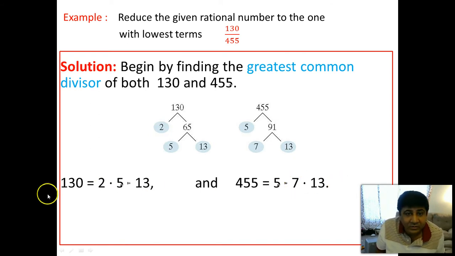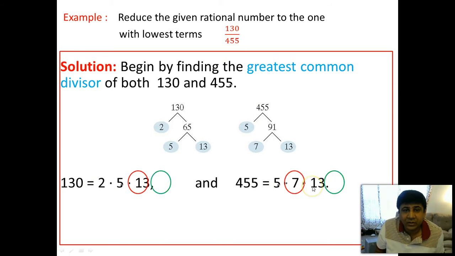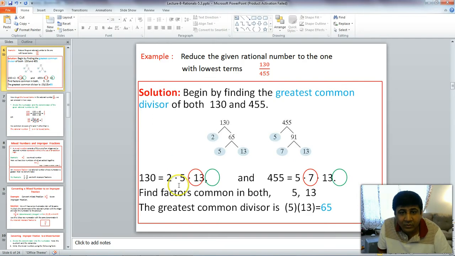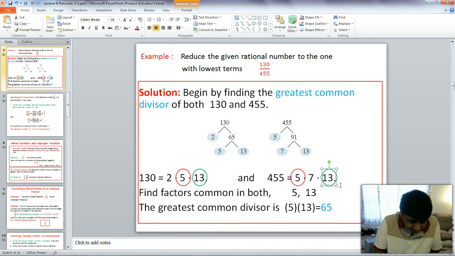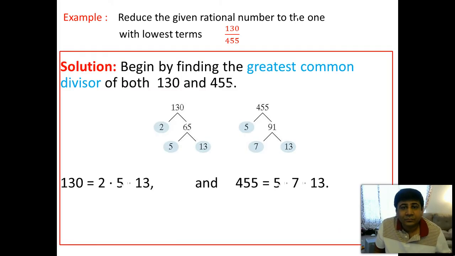Look for the common factors. So we have 5 and 13 as common. So these two things are common. I wanted to circle 5 and I wanted to circle 13. I don't know how it went away. Let me correct it a little bit. Okay, sorry about that. So now 5 is common and 13 is common.